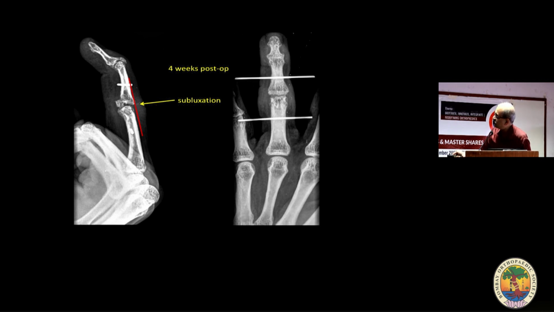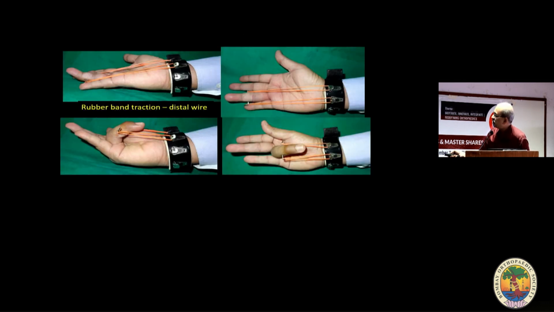And after 4 weeks, what you have to see is the lateral view. If you suspect a subluxation, don't remove both the K-wires. Keep the distal K-wire here. And that K-wire, you can bend it like a hook. And again, use a rubber band to bring the finger back into flexion. All it requires is slight molding of that joint back again.